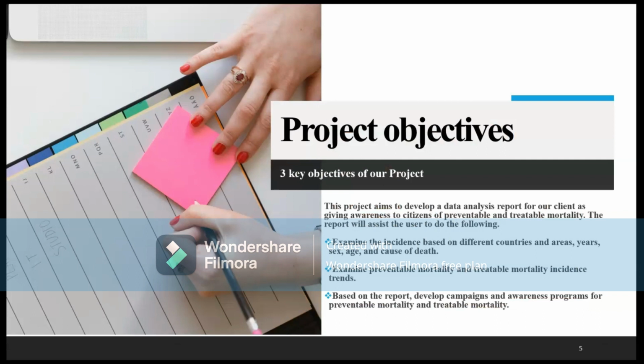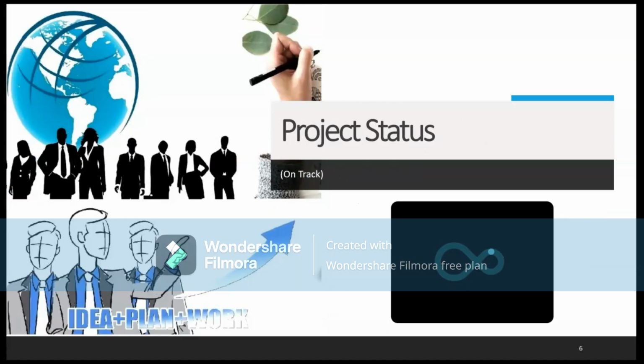So, what's our objective? Our objectives are to examine the incidents based on different countries, years, sex, age, and cause of death; to examine preventable mortality and treatable mortality incidents; and, based on the report, to develop a campaign and awareness program for preventable and treatable mortality. So what's our status? We are on track. We are doing good, and we are working as per our timeline.